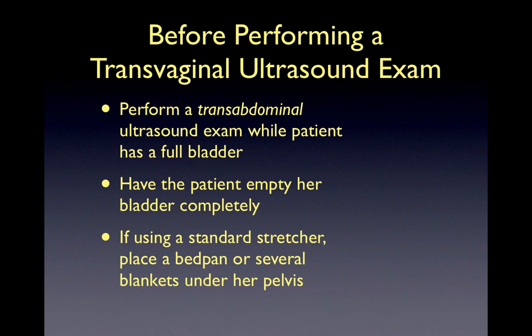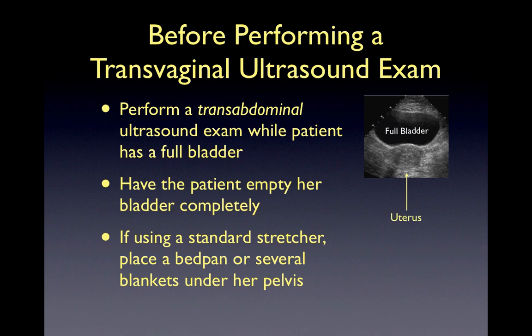Before performing a transvaginal ultrasound exam, there are several steps necessary prior to the actual exam. First, attempt a transabdominal ultrasound to evaluate the patient's symptoms. The uterus and ovaries are best visualized when the patient has a full bladder. The anechoic fluid in the bladder acts as an acoustic window for the sound waves to travel through and better illuminate the more posterior uterus and ovaries. The bladder also moves air-filled bowel loops out of the way.